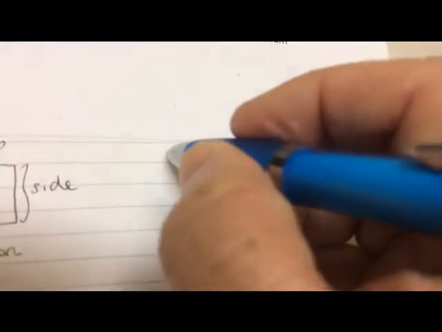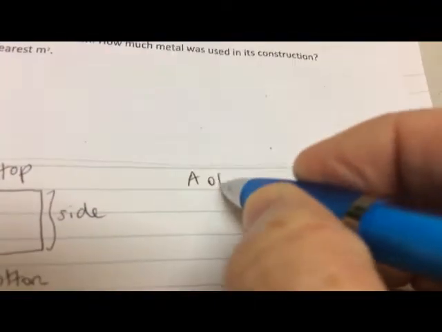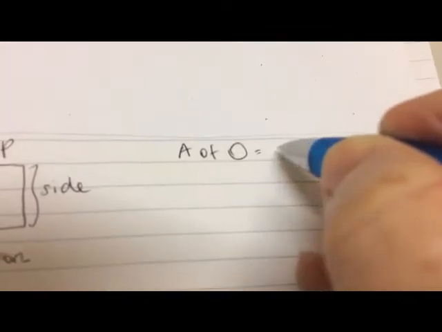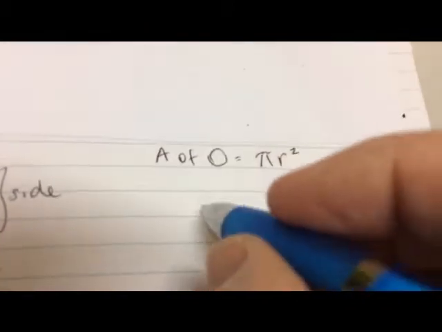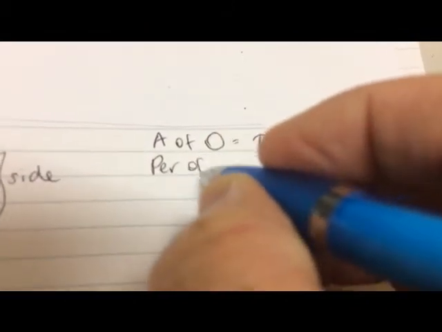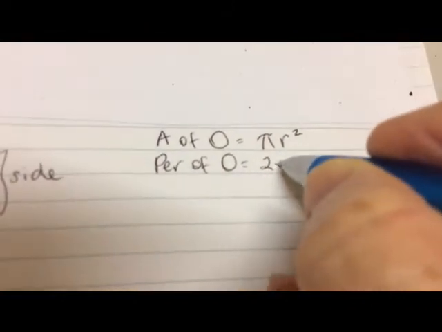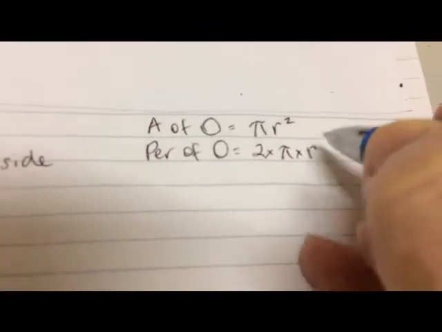Now we need to know two formulas. We need to know the area of a circle, which is pi times radius squared, or just pi r squared, and the perimeter of a circle, which is 2 times pi times radius.